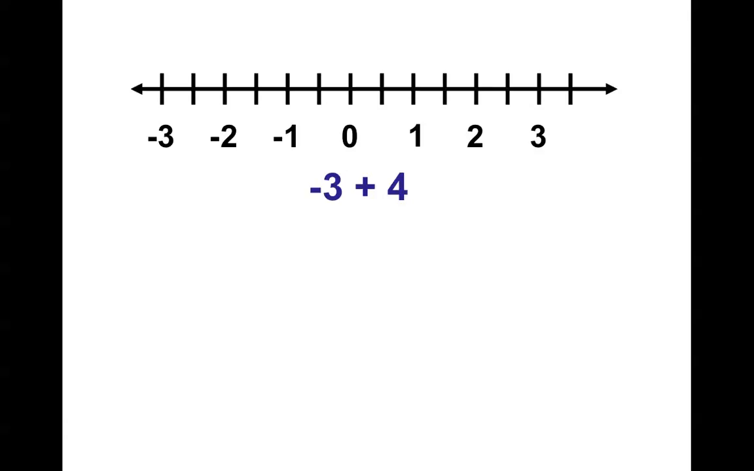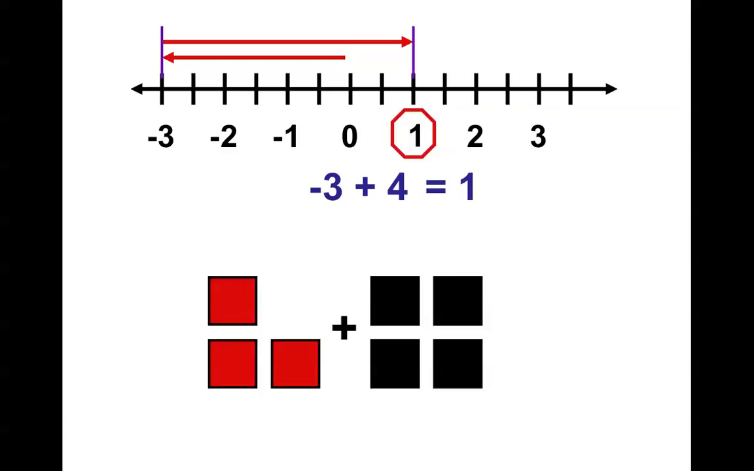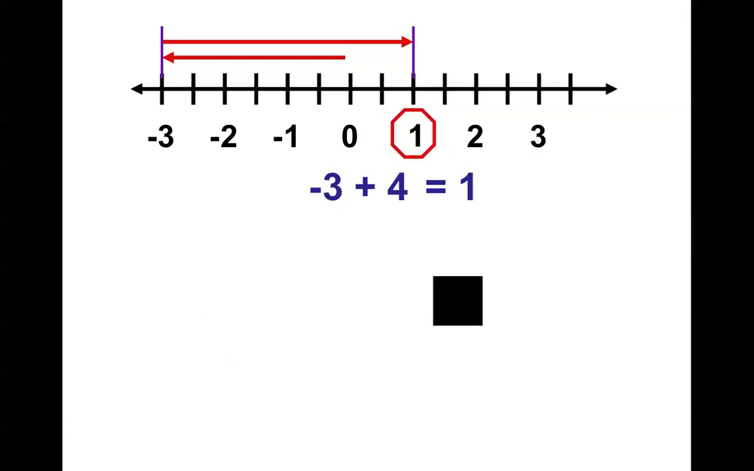Like here, we can look at this. There is a negative number and a positive number. They're different, so we subtract these numbers. 4 minus 3 is 1. There are more positives, so the answer should be positive 1. If we look at the picture, 3 steps to the left, 4 steps to the right, we end up right at positive 1. If we look at the blocks, you notice that there is one more black box than there are red boxes. So when we take away the 0 pair, all we have left is one black box.